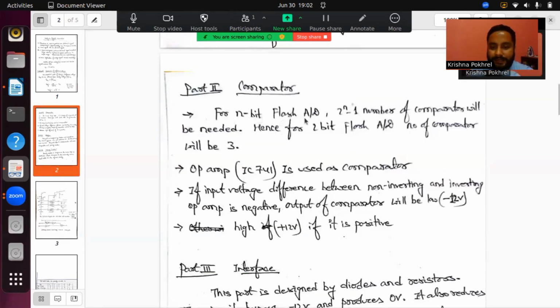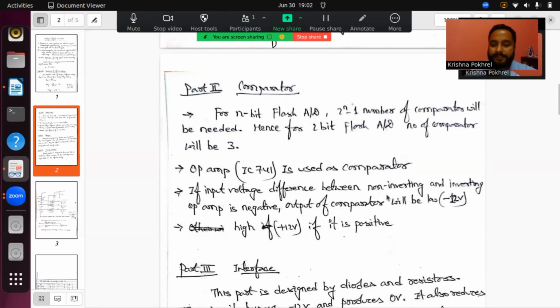For an n-bit flash ADC, we need 2^n minus 1 comparators. Here, we need a 2-bit analog to digital converter. So if n is equal to 2, we get the answer 3. 2 power 2 minus 1 is 3. So we need 3 comparators over here. The comparator is made up of IC741. IC741 is used as a comparator.